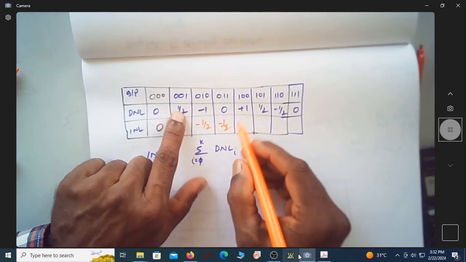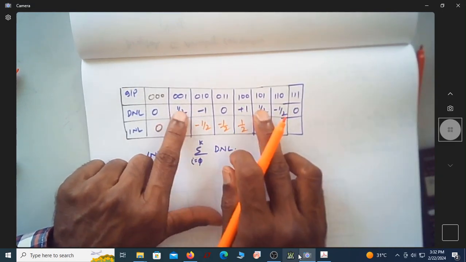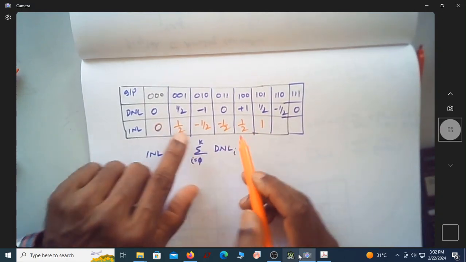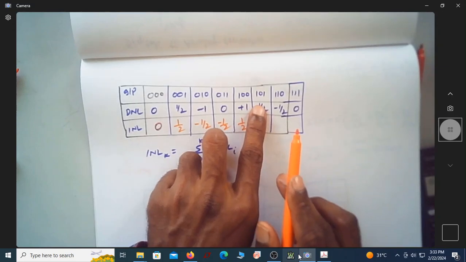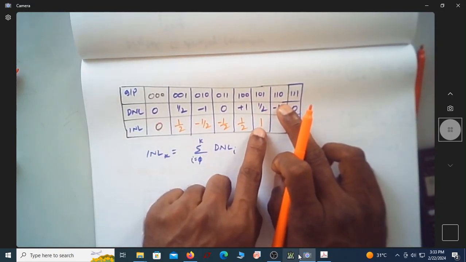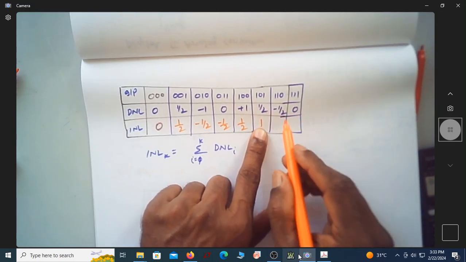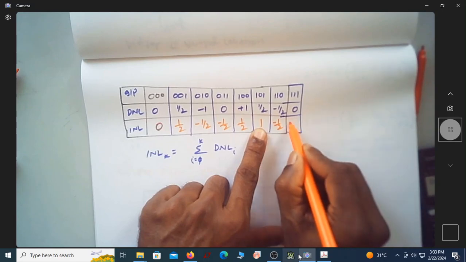These two will cancel out. I'll end up with half LSB. Till here, these two will cancel out, and these two will add up. It's 1 LSB. You can see here. Till here, these two will cancel out, and these half will add. It will become 1. Till here, it's just the addition of minus half to this. So what is this? Now it is minus half. This is minus half.